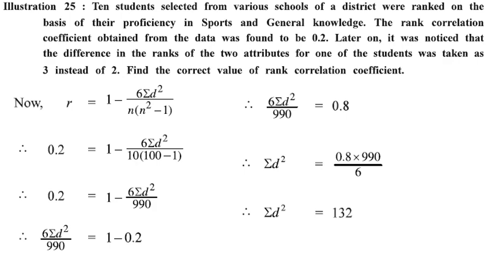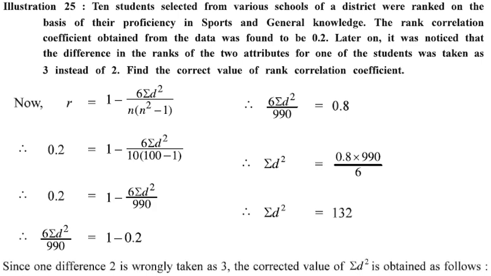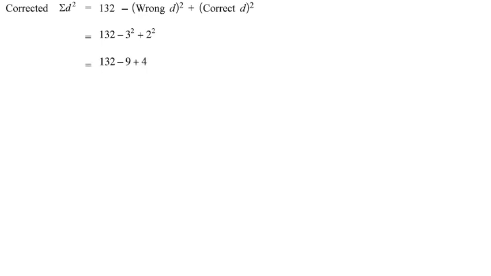Now this is the wrong value. This is not the correct value. This is the incorrect value. But the difference is 2. It is taken as 3. So we will find the corrected one. The correct summation d square is equal to 132, that is the wrong value, minus the wrong d square plus the correct d square. It will be like 132 minus 3 square plus 2 square. That would be 132 minus 9, that is the wrong one, plus 4, that is 127. So the correct summation d square is 127.